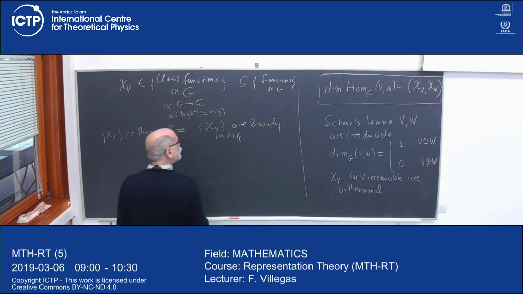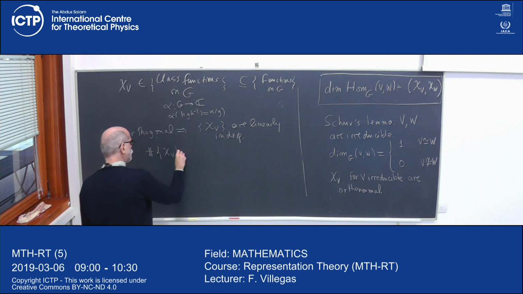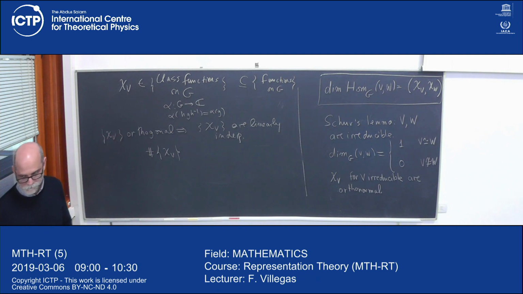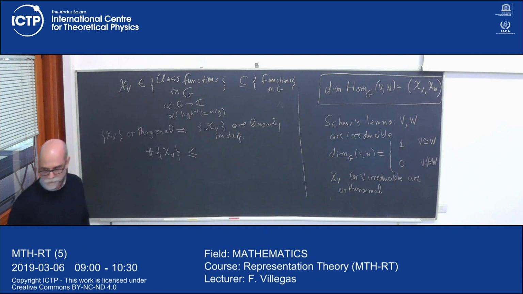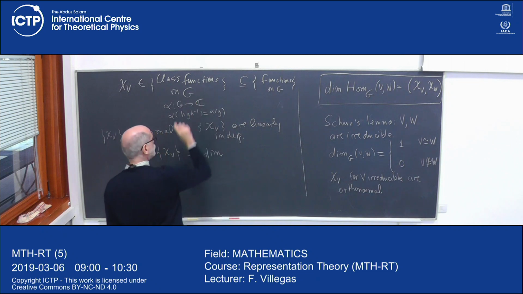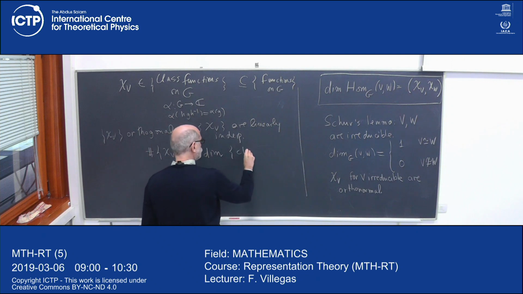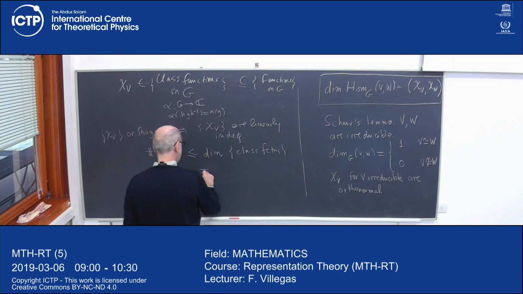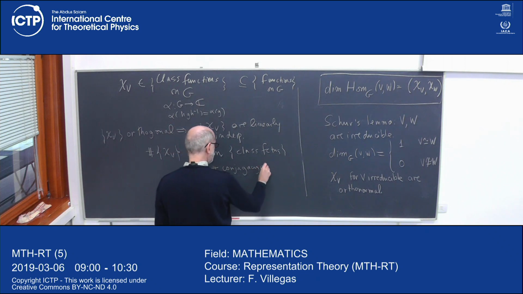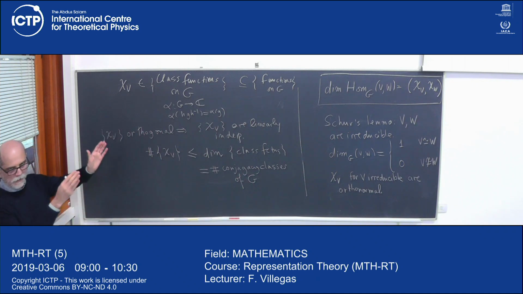So the chi being orthogonal means that they're linearly independent. And if they're linearly independent, then what does it say about how many there are? The number of such things is at most the dimension of the space where they live. The dimension of the space of class functions is exactly equal to the number of conjugacy classes, because a function that is constant on conjugacy classes is determined by the value on each class, and you can assign to each class any value you like. So there are as many choices for your function as there are conjugacy classes. Okay?